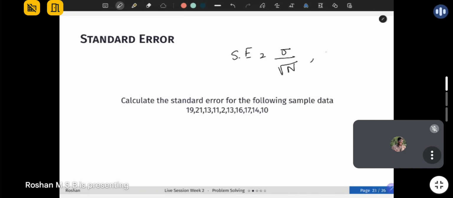And what is standard deviation? Sum of squares by n minus 1. So it will be the square root of 1 by n, summation i equal to 1 to n, xi minus mu, squared. So these are the two formulas you have to use. So first thing, can anyone calculate the mean and tell me what it is?